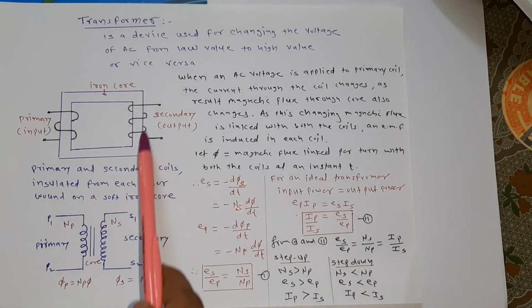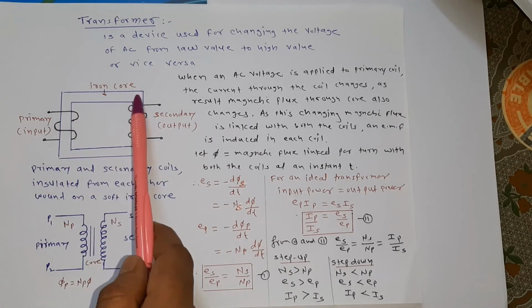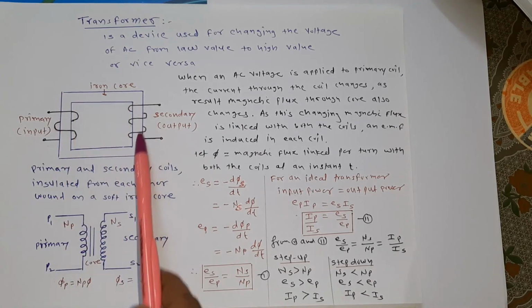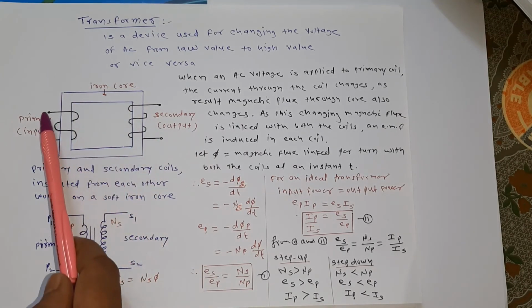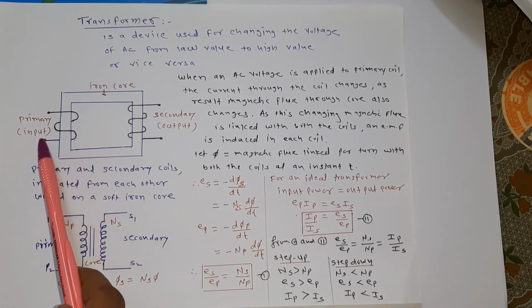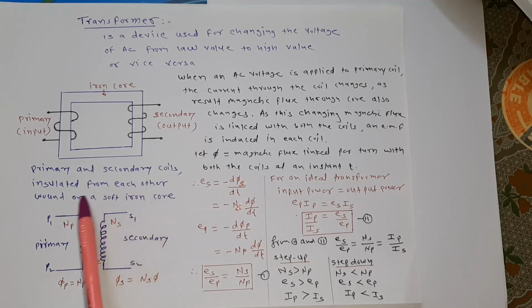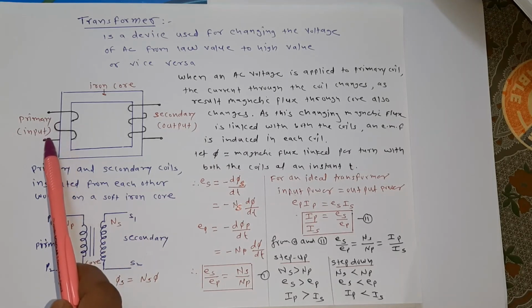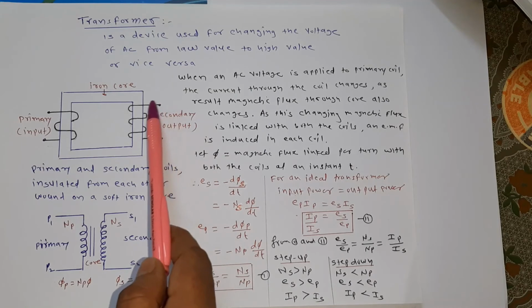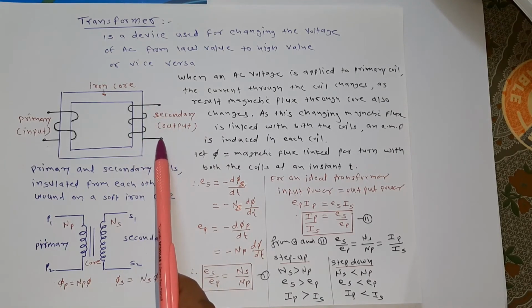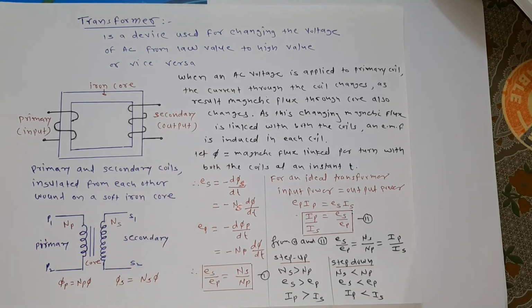What does it consist of? It consists of a soft iron core, and on this we are winding a primary coil and a secondary coil. So primary and secondary coils are insulated from each other, wound on a soft iron core. This primary coil acts as an input where we are connecting the AC source, and the secondary acts as an output. Diagrammatically we indicate it this way.